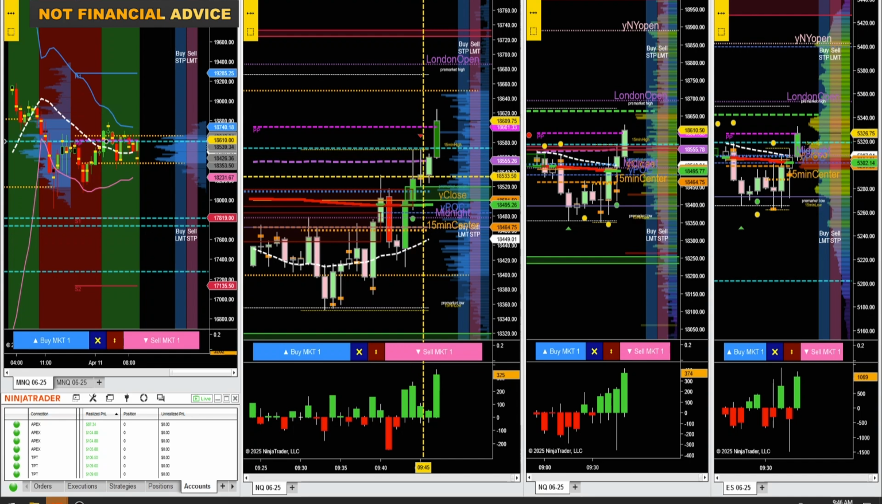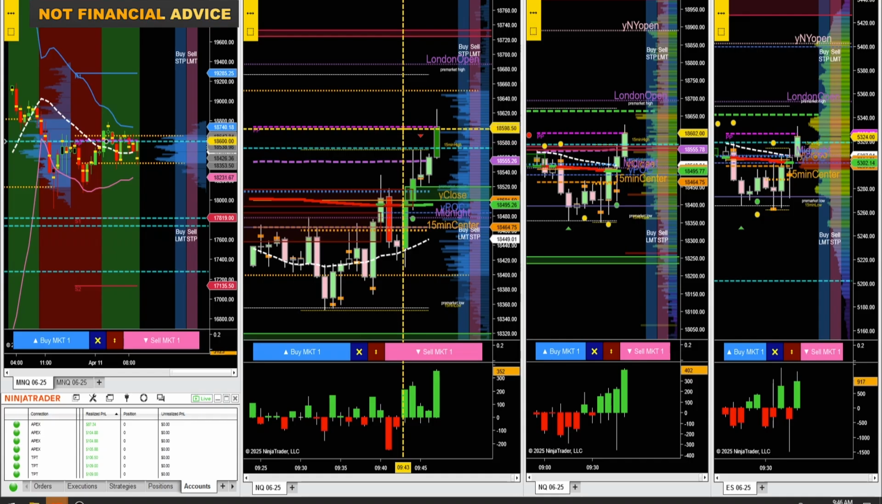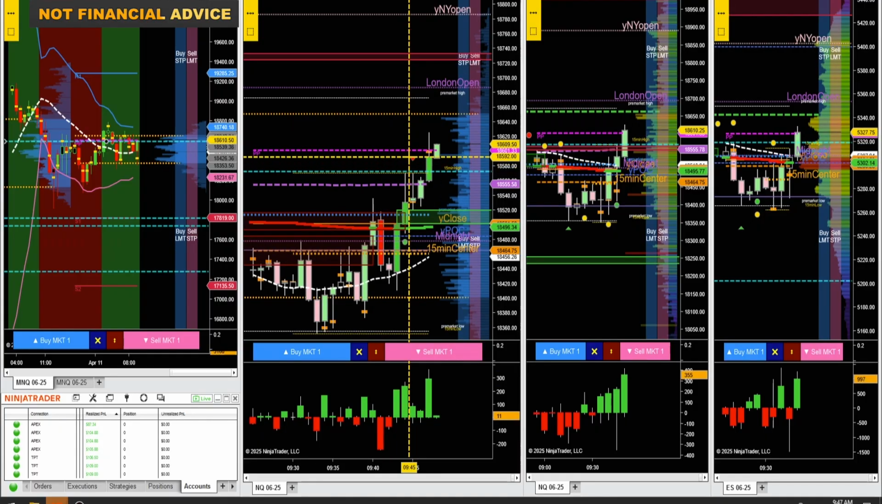Just got into another long. Saw this wick off of this area, this previous day VWAP, which also turned out to be the high of the 15-minute range. And I thought to myself, if we break this area, we're going to at least test the pivot point. So I use my one-click limit order feature here, put a limit order right above the previous day VWAP close and the 15-minute high. Got a nice long trade there.